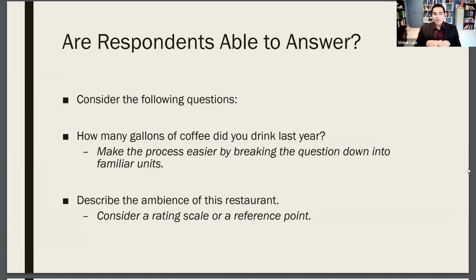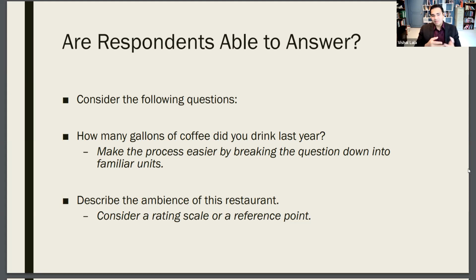Our respondent is able to answer the question. Sometimes the phrasing might be such that it is almost impossible or not normal to answer the question, like, how many gallons of coffee did you drink last year? Now, it's very unreal. Nobody thinks about coffee in terms of gallons, even though gallons is a legitimate unit for measuring volume. Nobody will think about gasoline in gallons, but not coffee in gallons.